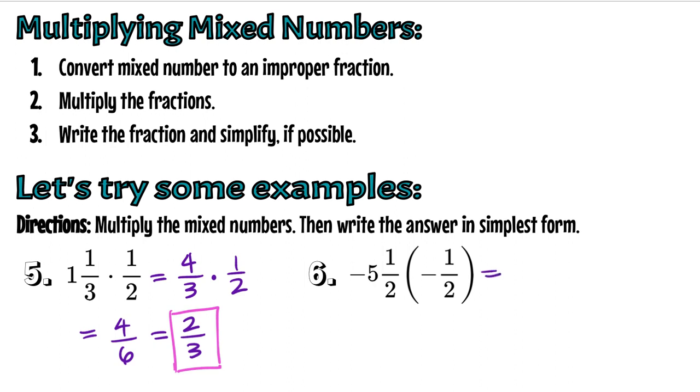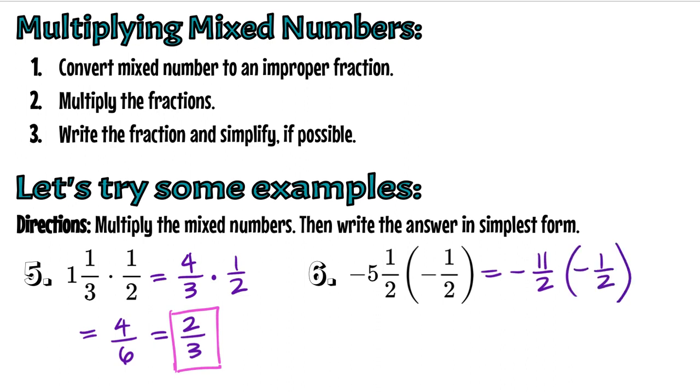In the next example, we have -5 and 1/2 times -1/2. So note that we have two negatives, so when we multiply them together, it's going to give us a positive. But let's first convert the mixed number to a fraction. So we have 5 times 2, which is 10, plus 1 is 11. So we have -11/2. And we're multiplying that times -1/2.